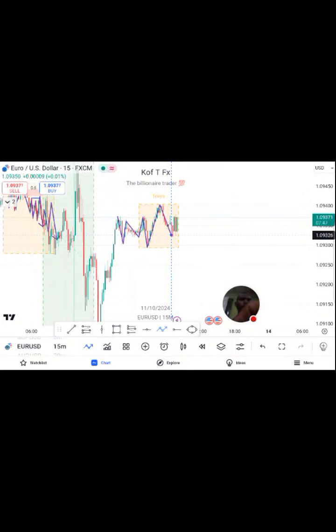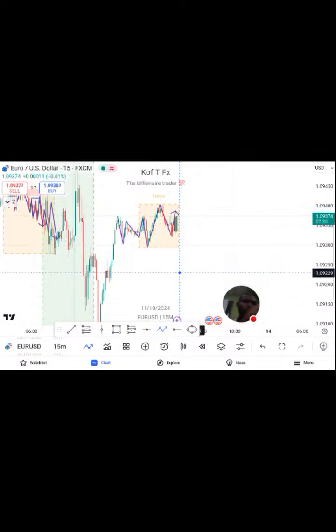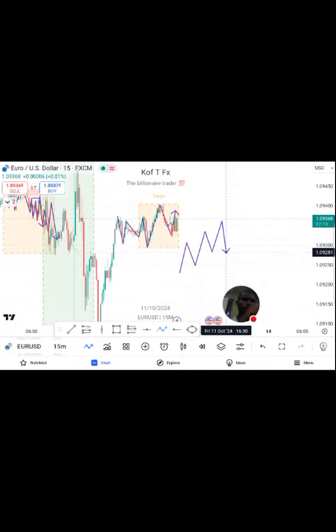So this, and what I'm looking out for is this. I want to see two breaks of structure. We have one, we have two. Then I want to see a liquidity grab, grabbing this low as a liquidity, then breaking the structure again, giving us three.